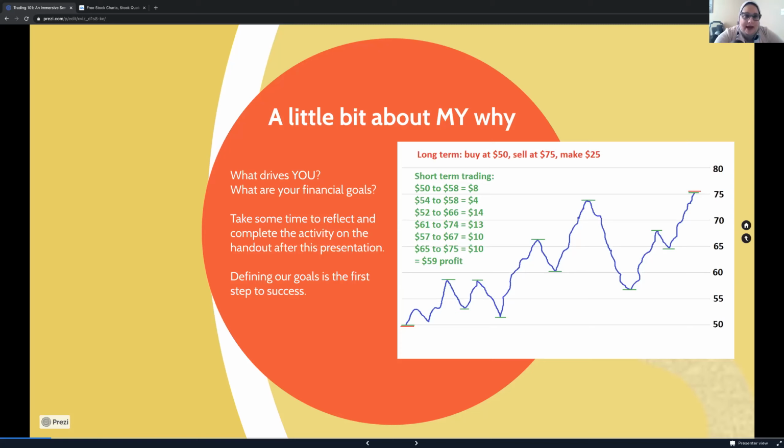I want to show you guys how powerful this could be, the potential that this could be. Let's just say you bought this stock. Let's call it ABCD. You bought ABCD at $50, and you put $50 in, and let's say a year later, ABCD lands at $75, right?